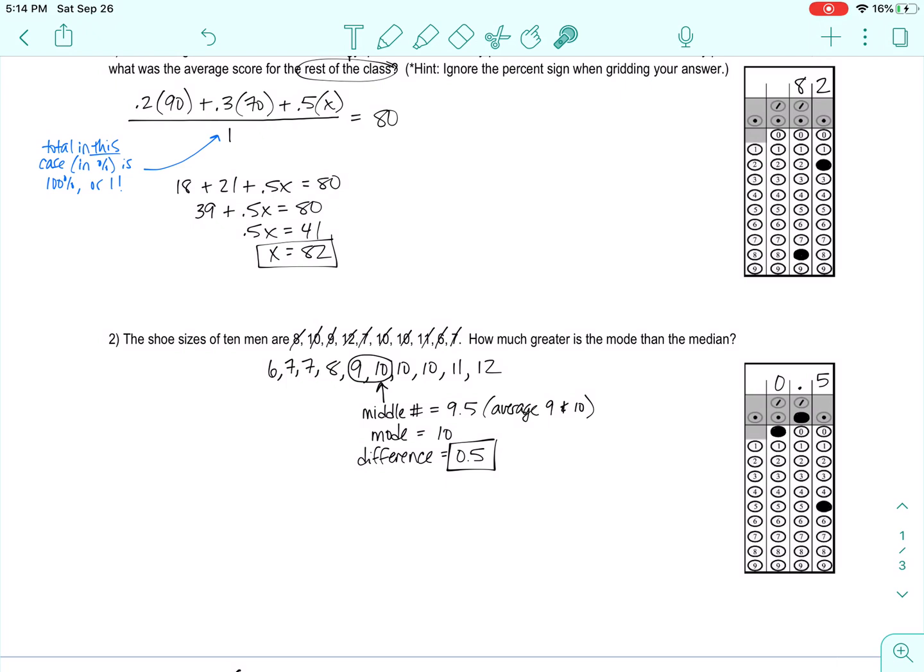The mode, the number that occurs the most, let's see, I have 2 7s, I have 3 10s. Okay, cool, so the mode is 10. And it does ask how much greater is the mode than the median. So when you subtract those, you get 0.5.